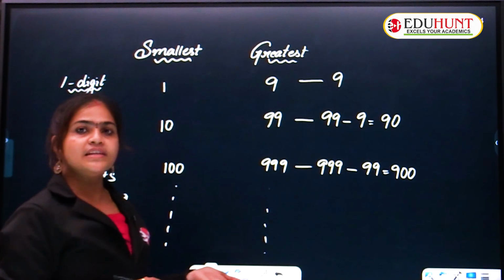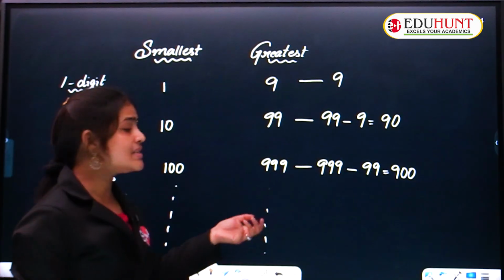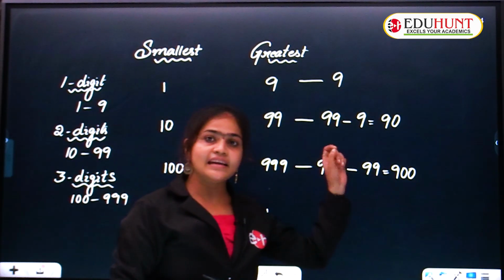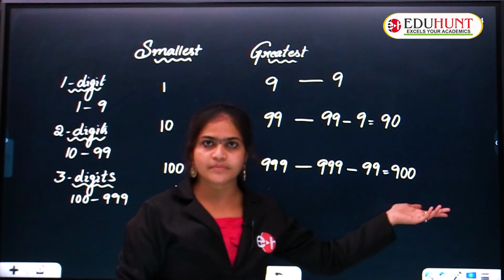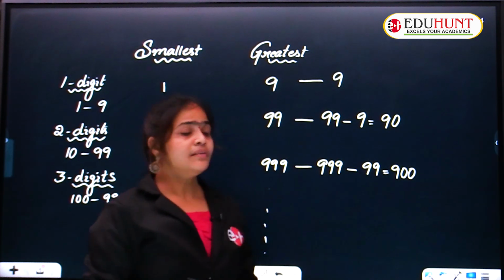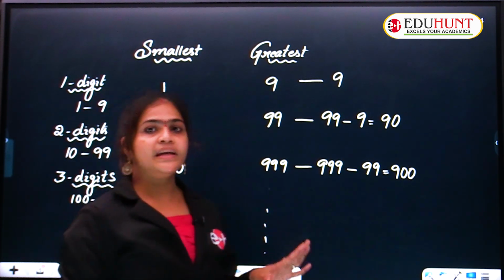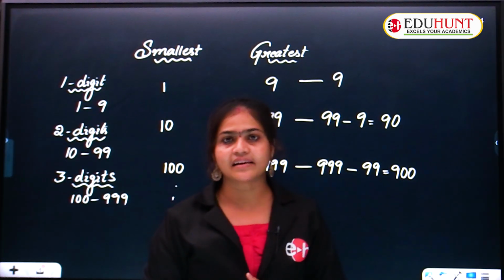Next, how many 4 digit numbers will be there? 4 digit numbers means 9999 minus 999. Then you will get 9000. Understood? In this way we can find how many n digit numbers are there in all.